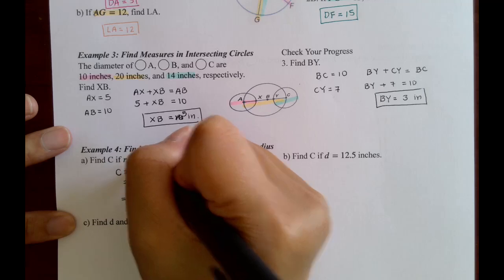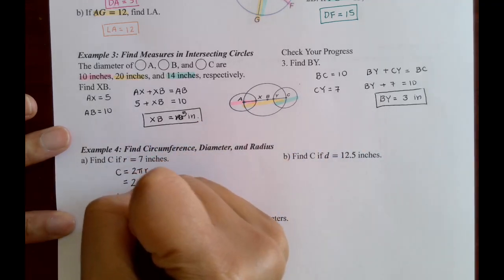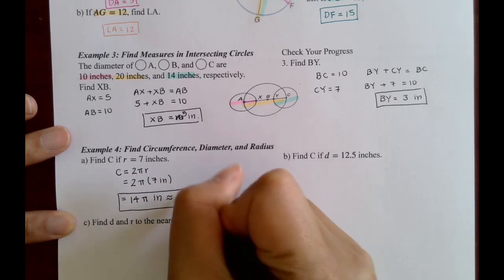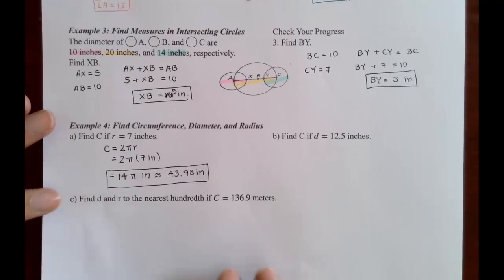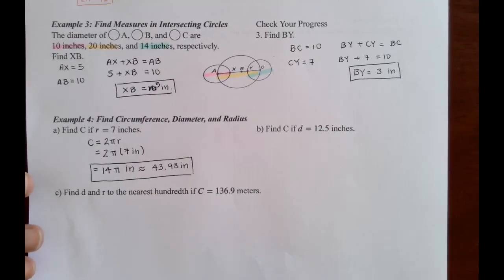It was supposed to be centimeters, but okay. So there you go. The 14 pi inches is the exact circumference. This is the rounded approximation. Okay, so B, find circumference if D equals 12.5 inches.